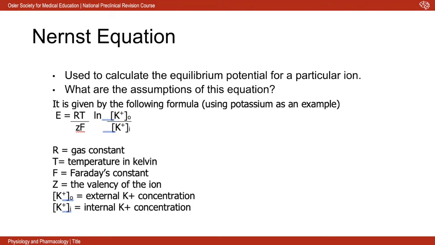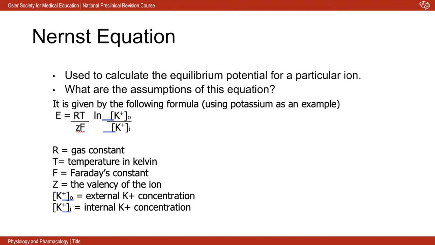So the primary assumption is that the membrane is 100% permeable to the ion in question. So it only calculates what the membrane potential would be if that particular ion were the only ion involved in establishing it, which is obviously not the case in a physiological context. The closer the actual membrane potential is to the Nernstian value of a particular ion, the greater the role of that ion in establishing the membrane potential, and the higher the membrane permeability to that specific ion.